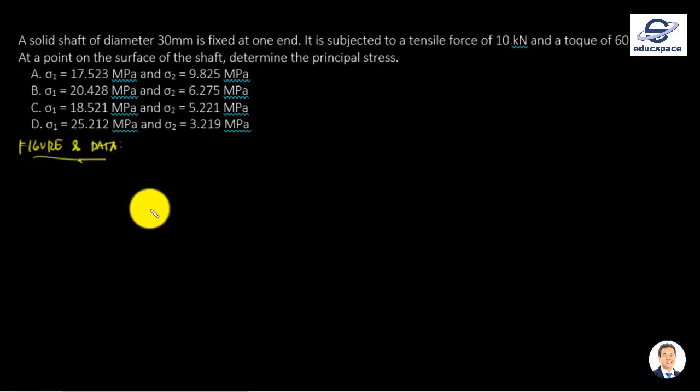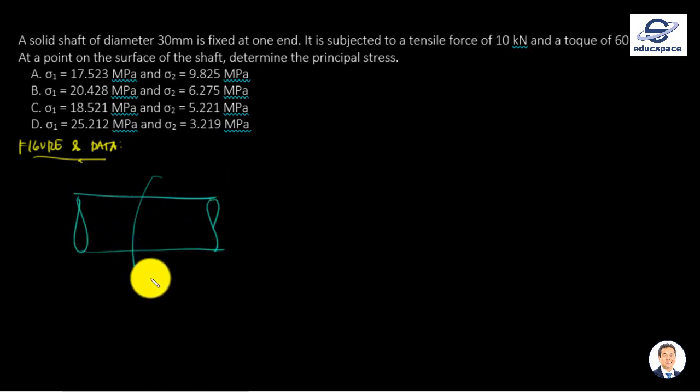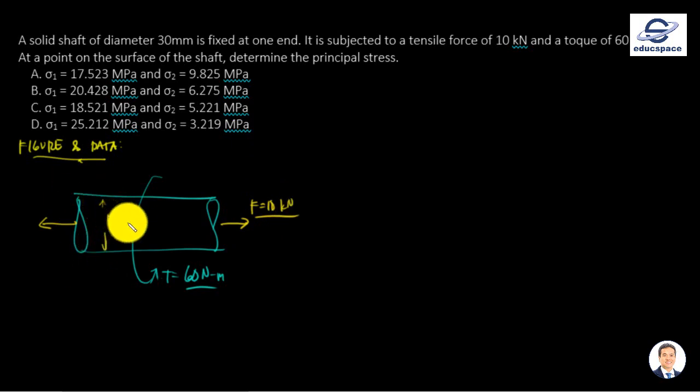So, pwede tayo magkaroon ng shaft. Draw lang natin. Let's take this as our shaft subjected to torsional stress. Torsion value is 60 newton meter. Tapos meron tayong tensile force, so lagyan natin yung tensile force na 10 kilonewtons. And the diameter is given, D is 30 mm. So, we have a combined load of tensile and shearing stress due to torsion. Now, determine the principal stresses.